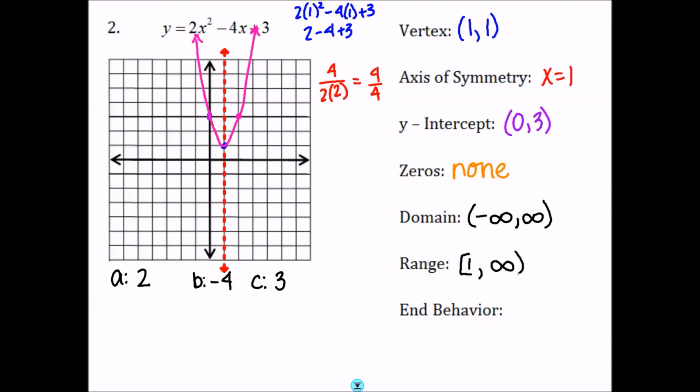The range of this graph, the lowest point is here at 1, and then the graph continues on forever, so it goes toward infinity. And then for our end behavior, as x approaches negative infinity, f of x approaches blank, and as x approaches positive infinity, f of x approaches blank. If you look at the graph, on both the left side and the right side, the arrows are pointing up, so both of these are approaching positive infinity.